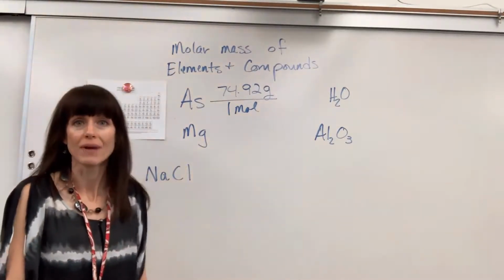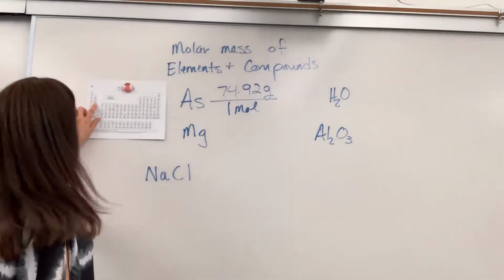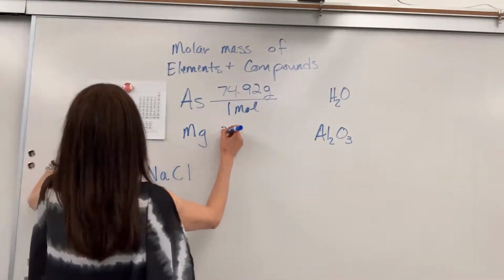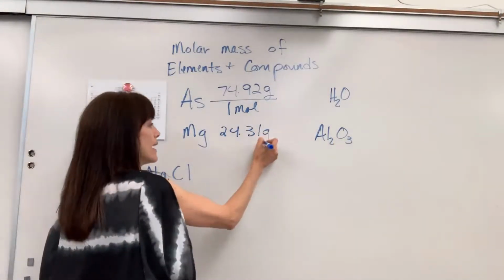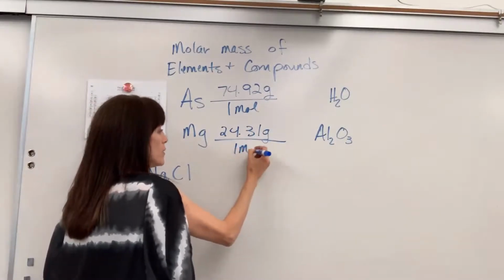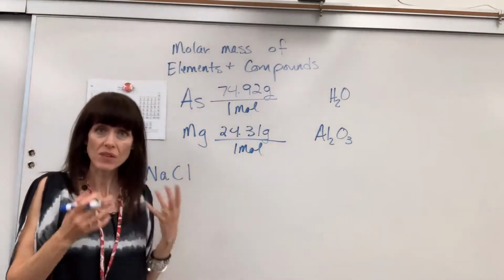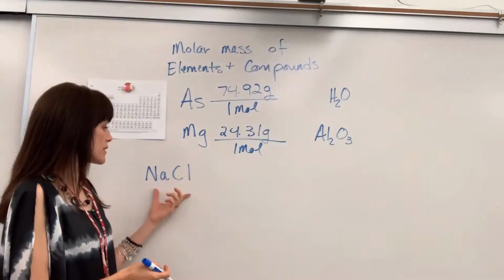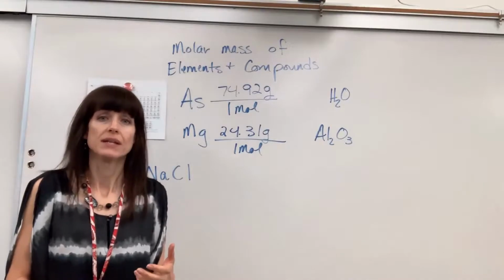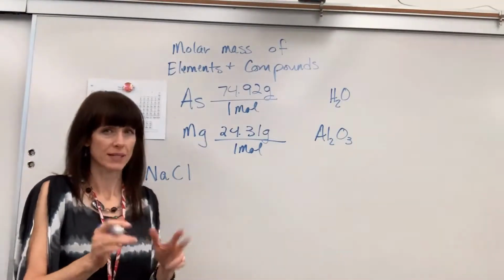Let's do another one, magnesium. So you just look on the periodic table, is atomic number 12, and magnesium's molar mass is 24.31. I rounded to the hundredths place, grams in 1 mole. That's how many grams of magnesium we have in 1 mole. Now, let's start looking at some compounds. To find the molar mass of compounds, all you have to do is add the individual molar masses of each element. And this is how I set it up.